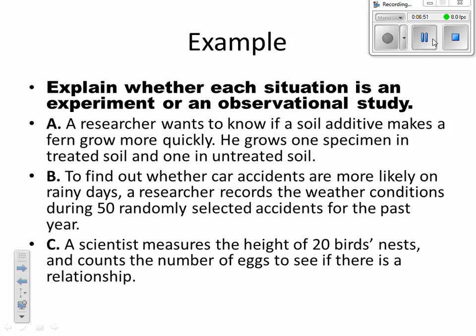But what he is doing is simply observing, hey, there was an accident today, and it was sunny. Check, check. He is not manipulating anything. He's not an active participant in this study. So we would call that an observational study.